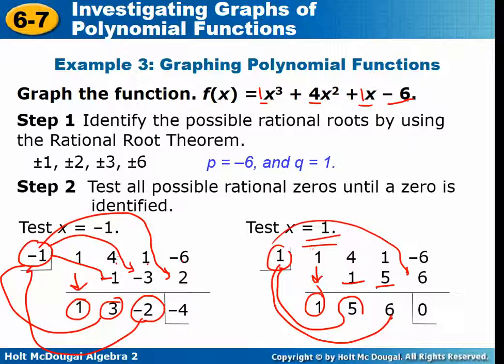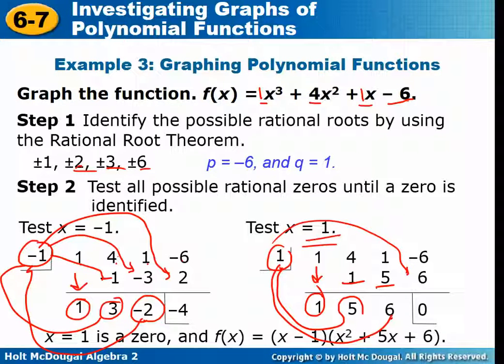So we've got one of them. Once you find one of them, you don't have to go through the 2, the 3, and the 6 and the negatives of each of them, because we are going to be able to factor a little bit. If 1 is a zero, then our factor is x minus 1.